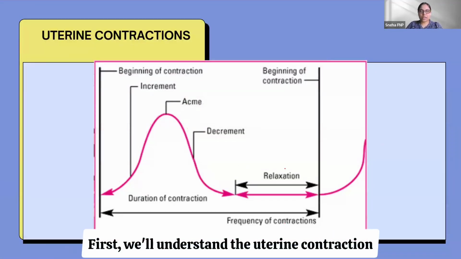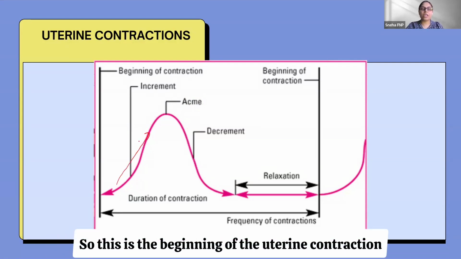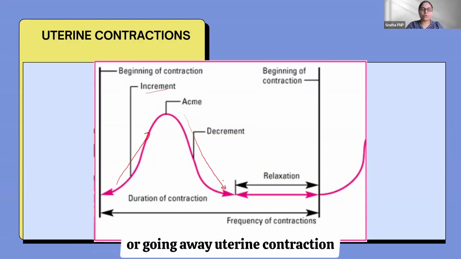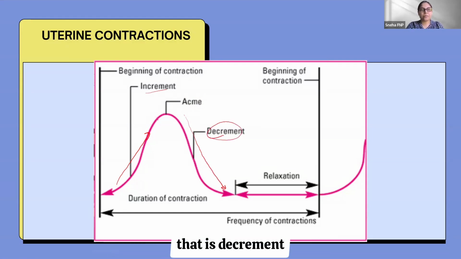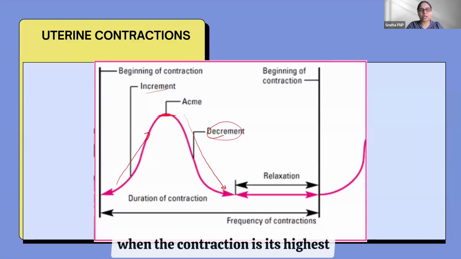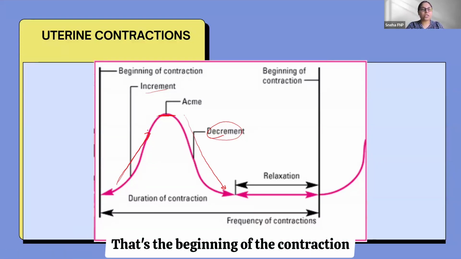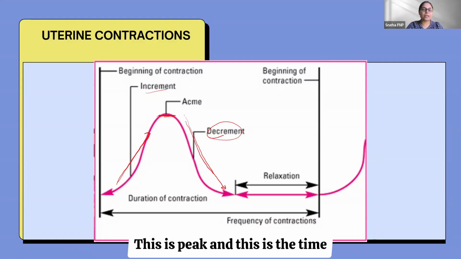First, we'll understand the uterine contraction. So this is the beginning of the uterine contraction and it is called increment. This is the decreasing or going away uterine contraction, that is decrement. And this is the peak time where the contraction is at its highest. So this is increment, that's the beginning of the contraction. This is peak, and this is the time when contraction is decreasing.